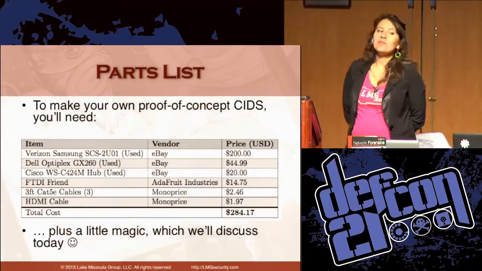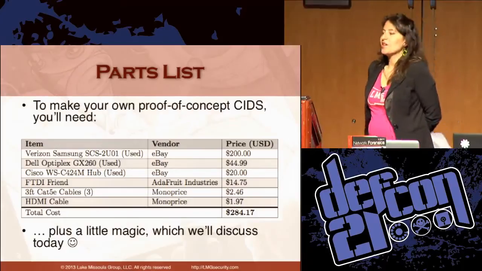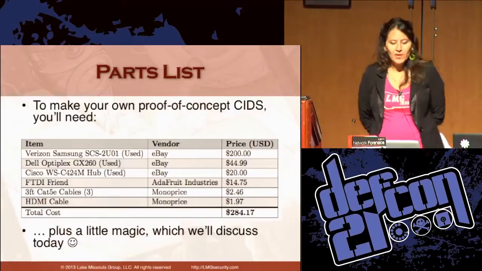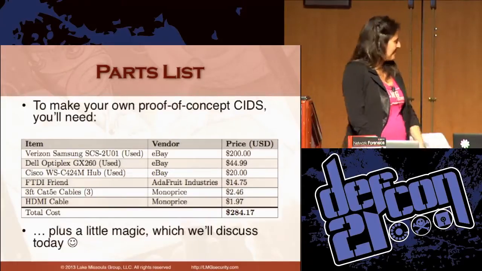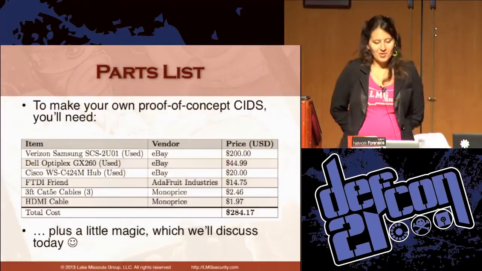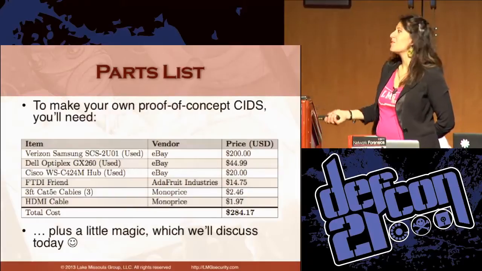We have a hub. A hub is really nice to have in our lab. It's a real hub. It's an old hub. More valuable to us than switches because it makes sniffing on the wire a lot easier. We have an FTDI friend from Adafruit, and that lets you connect to the console port on the femtocell, and then a couple of cables. So that's it. And some magic, which we'll talk about today.